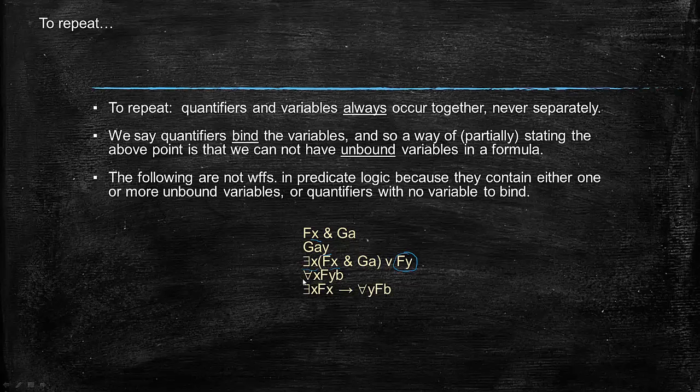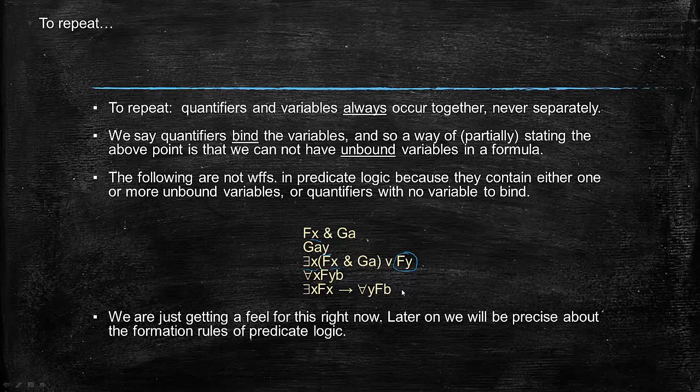Here we have this part of the formula: there exists an x Fx, then for all y Fb. This part of the formula is just fine. There exists an x Fx, but here the problem is that there is no y, right? So for all y Fb, b is a name, not a variable, so you would need a y here to make that a wff. So we're just getting a feel for this right now. Later on we'll be very precise about the formation rules, and we'll really practice how we construct wffs in predicate logic.